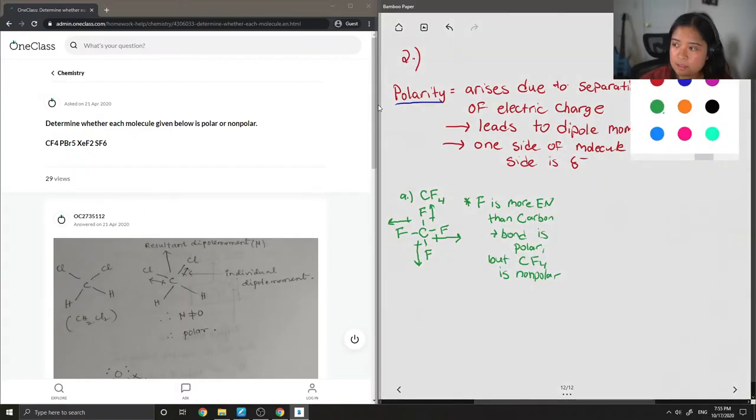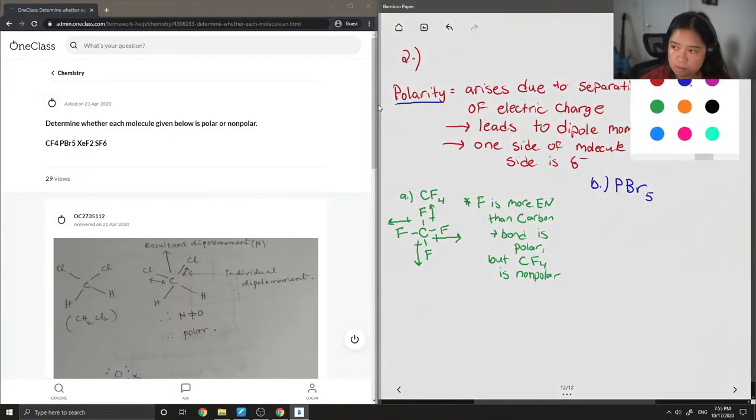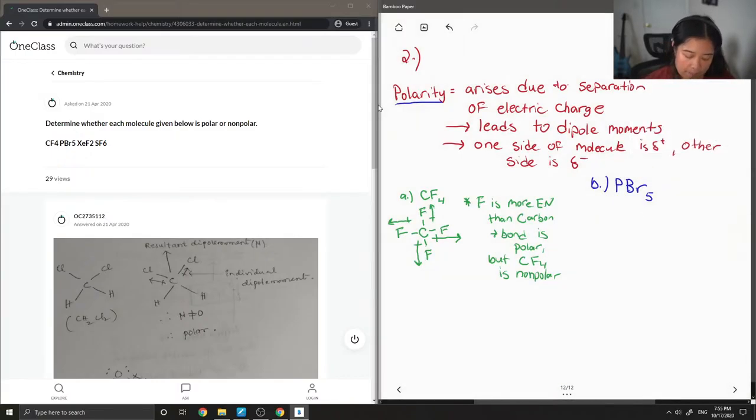Let's look at the next molecule they give us, PBr5. It looks like the following, where you have the phosphorus in the middle, and all the bromines stick out like this, and again they all cancel each other out. So this is a non-polar molecule as well.